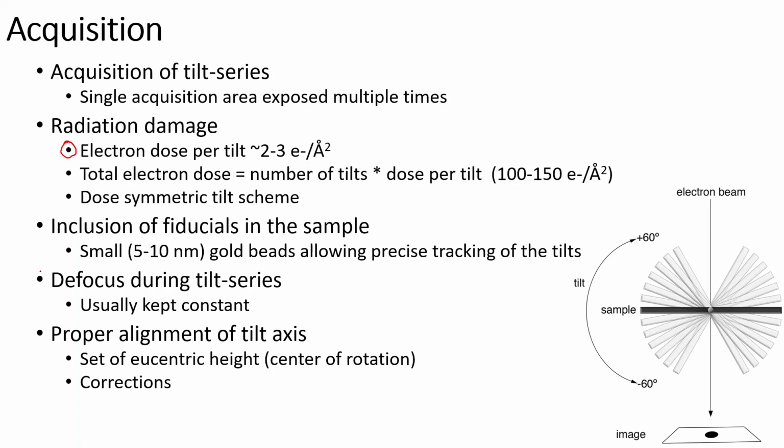Depth focus during the tilt series acquisition is usually kept constant, because we will discuss later that actually from a single tilted sample we have information at different defoci, because there's a gradient of defocus in each tilt series. And one last thing that we need to be aware of is that we need to properly align the tilt axis and properly set the eucentric height to the area of our interest, because for the tilt series this is very important, and I will show on the next slides why it is so.